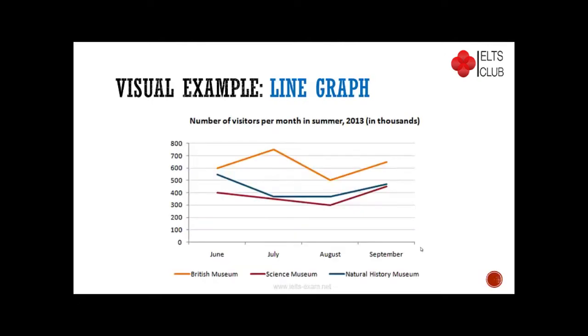Line graphs are used to show changes over a period of time. This one here demonstrates how many people visited those 3 museums in London between June and September 2013. Like the bar chart, this graph also has 2 axes. The vertical axis shows the number of visitors, while the horizontal axis shows the period of time. The different colors of the lines represent the 3 museums.